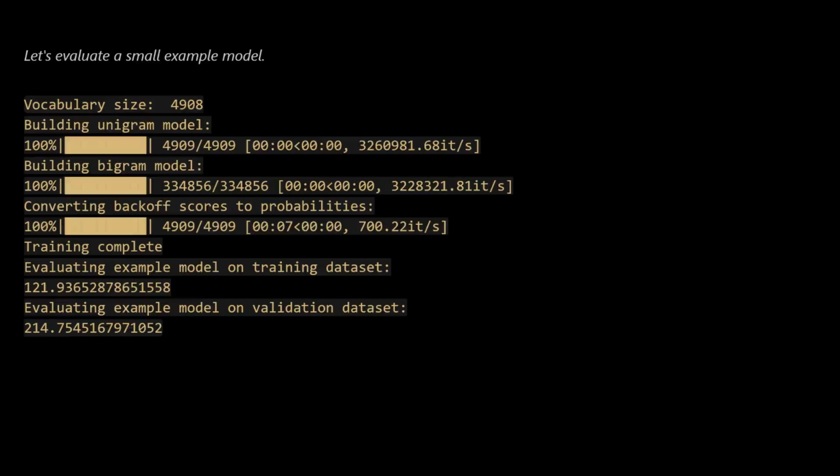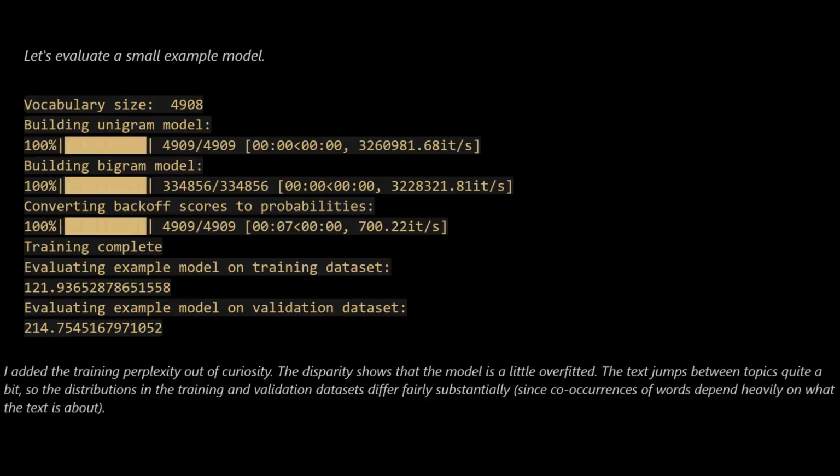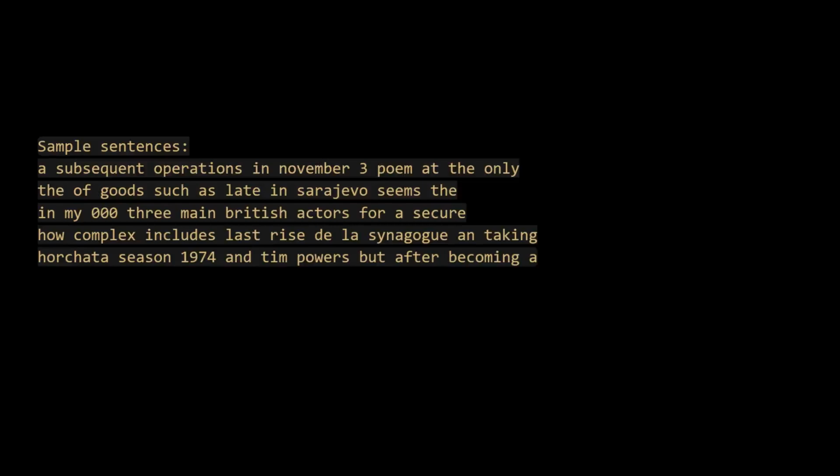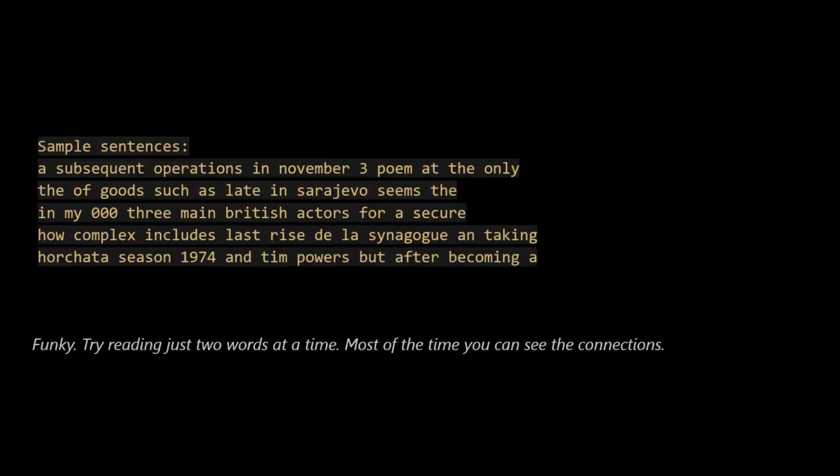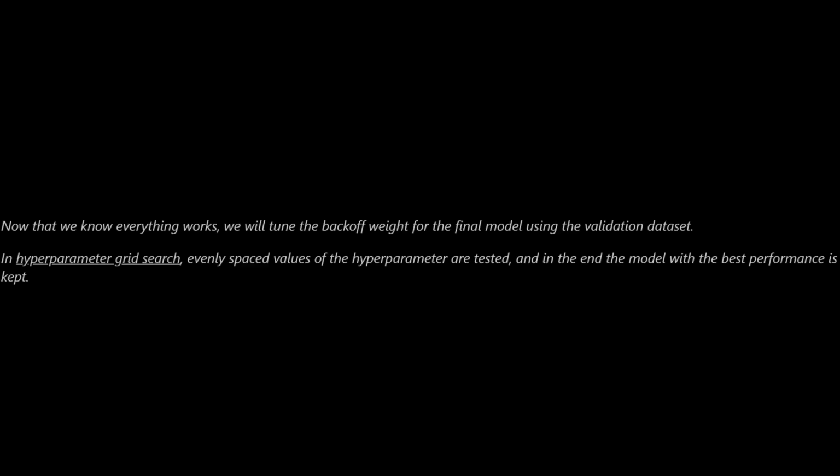We can finally evaluate our model. It's kind of overfitted. The distribution of bigrams seems to shift significantly when the text changes topics. Its sampled sentences are also a lot more coherent than the unigram model's outputs. Now that everything works, let's tune the hyperparameter and wrap this up.